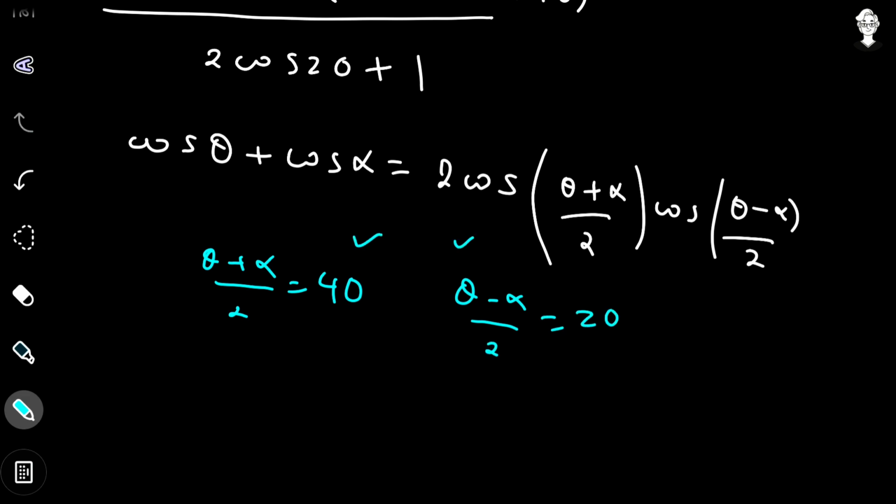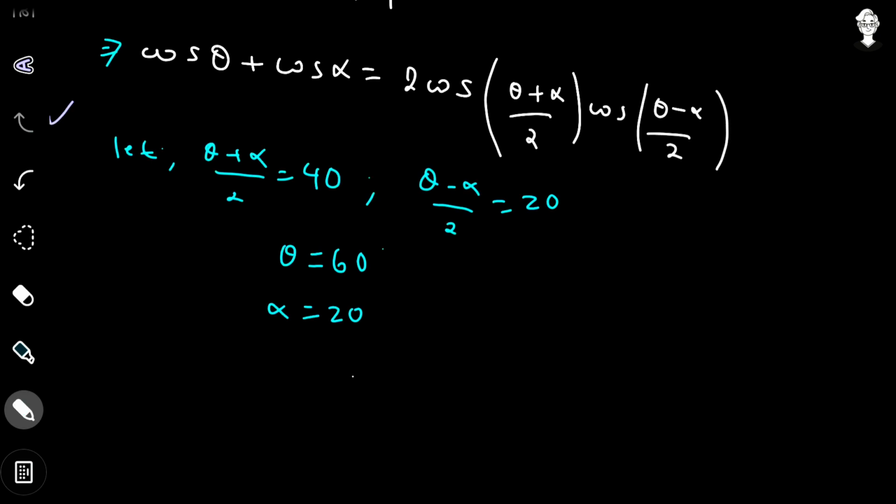So here we have two equations containing two variables, theta and alpha, so they are very easy to solve. When we solve them, we get that theta is equal to 60 degree and alpha is equal to 20 degree. So we have this identity that cos of theta plus cos of alpha is equal to this. In this we have just let theta plus alpha upon 2 be equal to 40 and theta minus alpha upon 2 be equal to 20 degree. Now what we are going to do is put all these values again in the same equation. So now the right hand side of this equation will look this way: 2 times cos of 40 degree multiplied with cos of 20 degree, as this was considered as 40 and this was considered as 20.